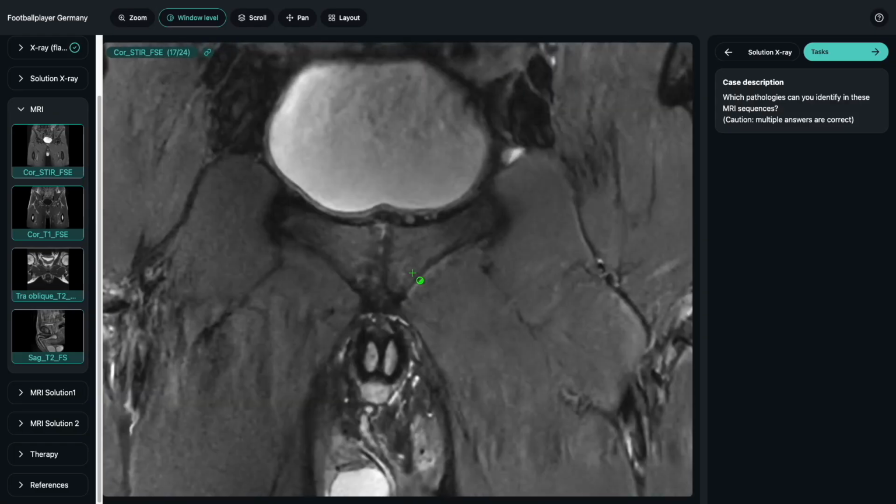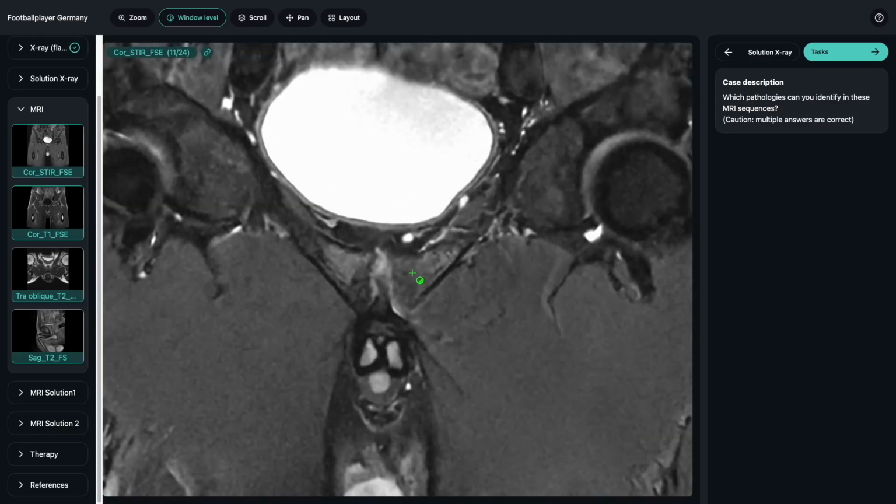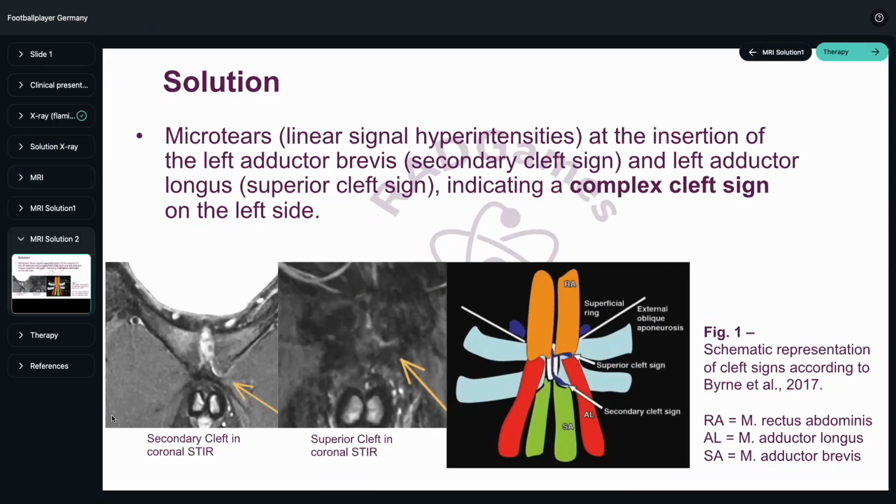Additionally, we see another linear high signal at the inferior pubic margin at the insertion of the adductor brevis muscle, known as a secondary cleft sign. Since both cleft types are present on the left side, superior and secondary, the patient has a combined cleft sign on the left side. According to Kahn et al., the site of the cleft signs corresponds with the site of clinical symptoms, which matches our patient's left-sided leading groin pain.